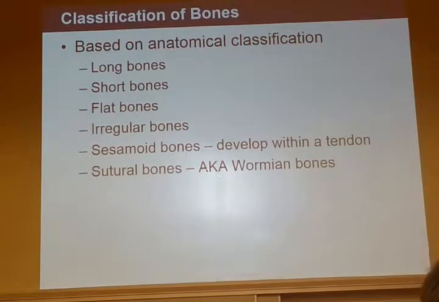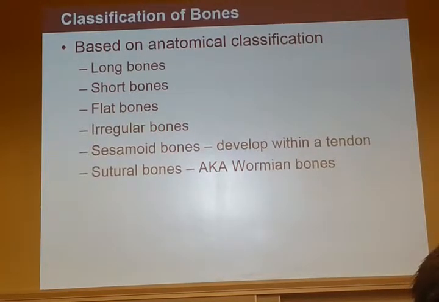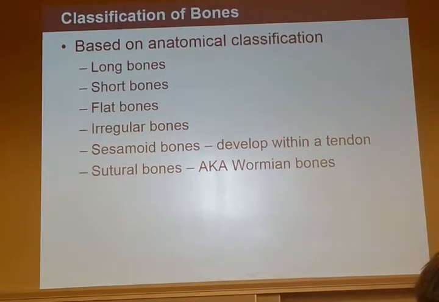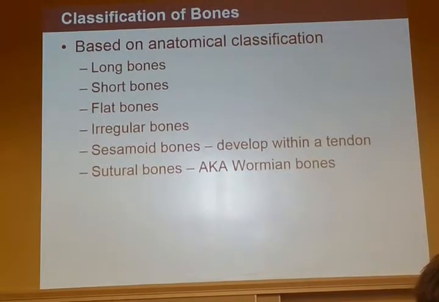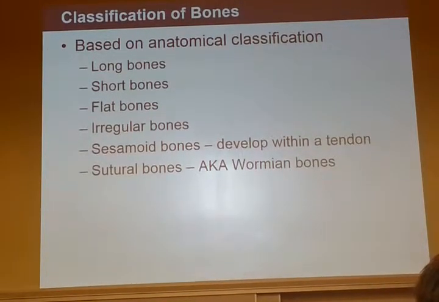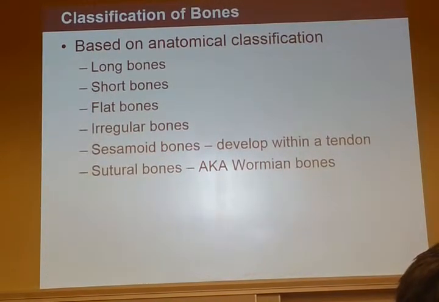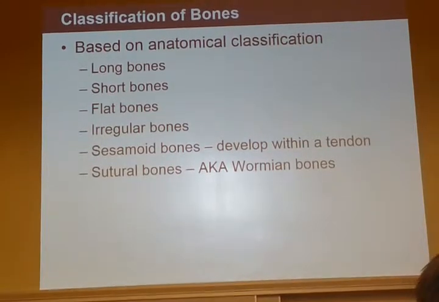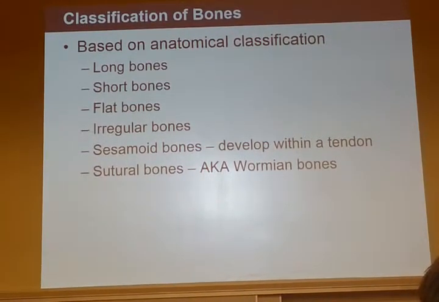Sutural bones, also known as Wormian bones. This is an eponym, but it's still in the textbook, so just be familiar with it. If I ask you to find a sutural bone, you, number one, look only at the skull because that's the only place you're going to find sutures. And then you look in the suture. If you see a bone in the suture, that's a sutural bone. So it could be the size of a grain of sand, or it could be as big as a quarter or a $50. So they vary in size.